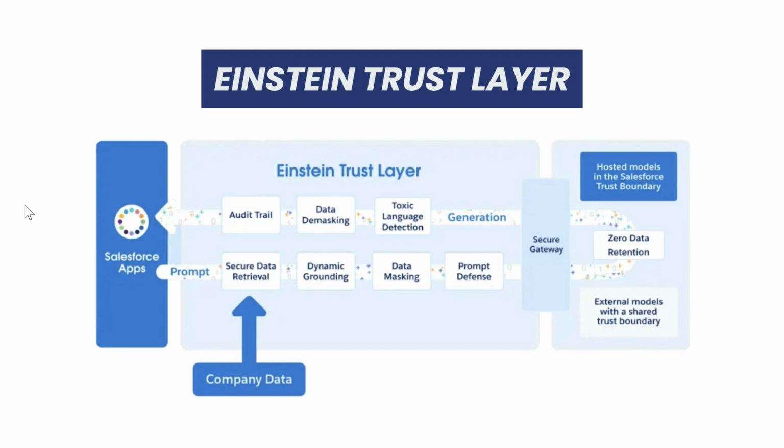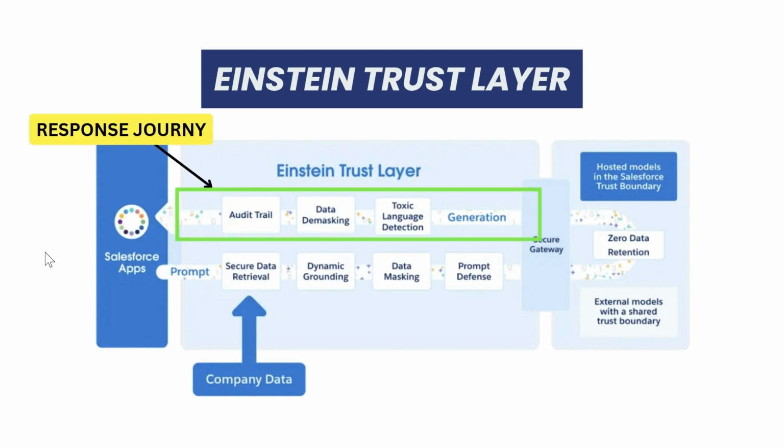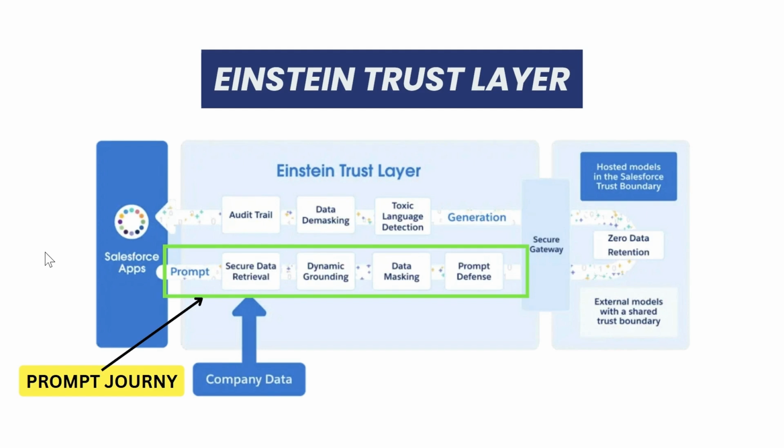There are two journeys that make up the Einstein Trust Layer. There's the prompt journey, and then there's the response journey. If we start with the prompt journey, we start with a prompt that's written by an end user. We then have secure data retrieval. So what this means is when a user initiates a prompt, Salesforce only retrieves data that the user has permission to see. It follows Salesforce's existing access controls to ensure no unauthorized data is exposed.